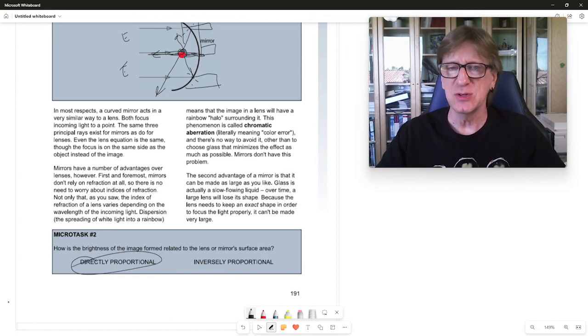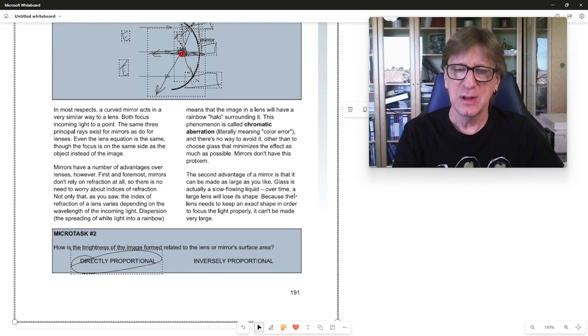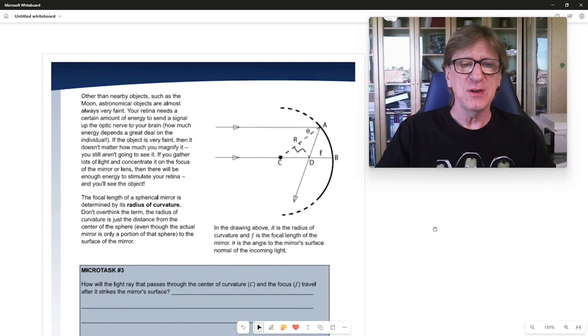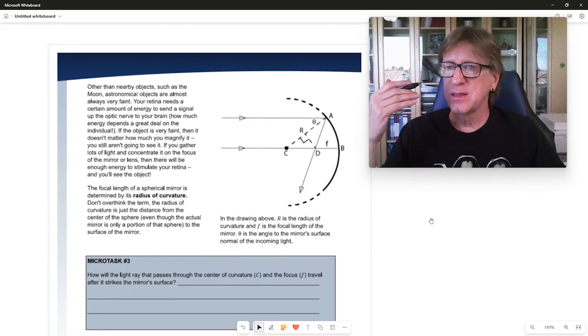Make sure that makes sense to you. So this is why size matters. This is why the bigger the telescope, the easier it's going to be for you to observe what you want to do, because you can gather more energy with that. Okay, so we need to figure out how to get the focal length.